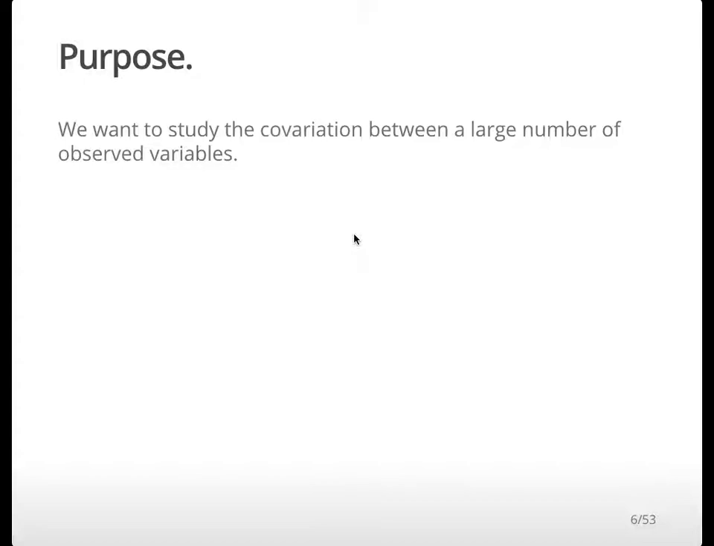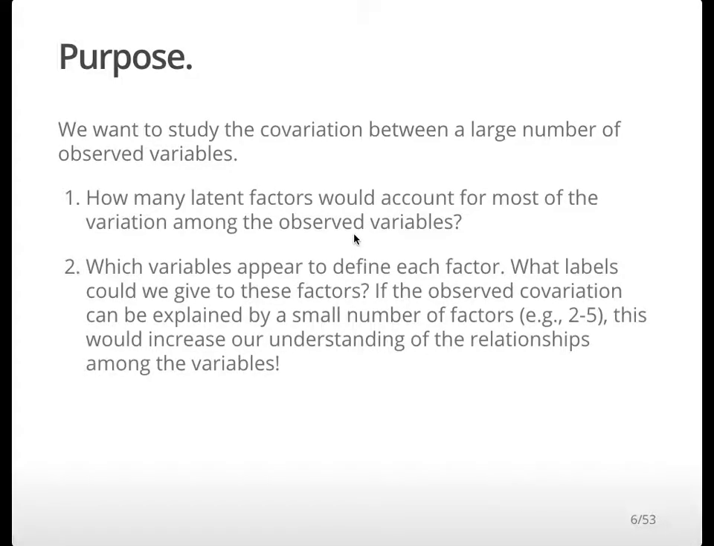And also the idea, as we'll come to, is that in many psychological theories there's a latent construct, something underneath it which captures all this variation. We'll come to that also when we discuss confirmatory factor analysis and structural equation modeling. So the idea that we want to test is how many latent factors would account for most of the variation among these observed variables.